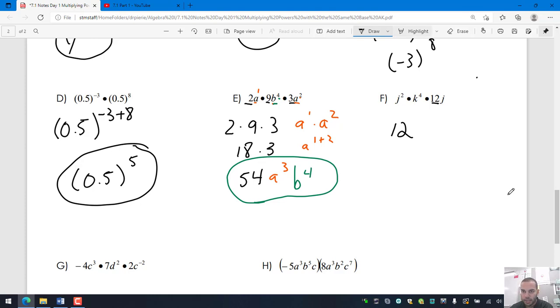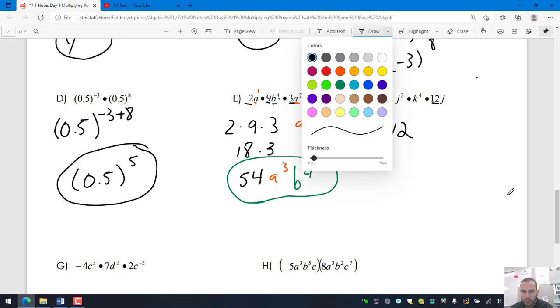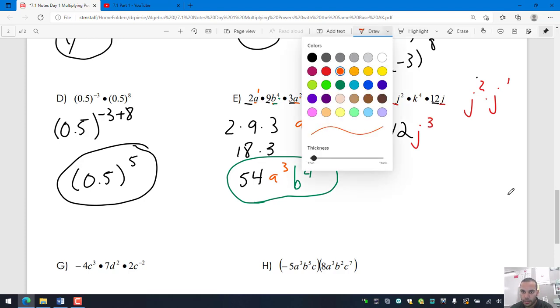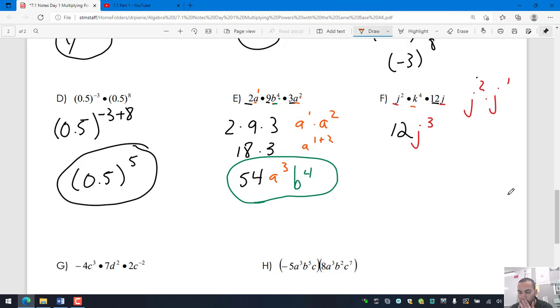Okay, next thing I'll think about is the j's. I've got a j squared right here and another j right here. That's the exact same thing as j squared times j to the first power. Add the exponents, it should be j to the third. And the last thing I see here is k to the fourth power, which is right here. It doesn't really combine with anything else, so I keep it separate. This right here should be my final answer. 12j cubed times k to the fourth.